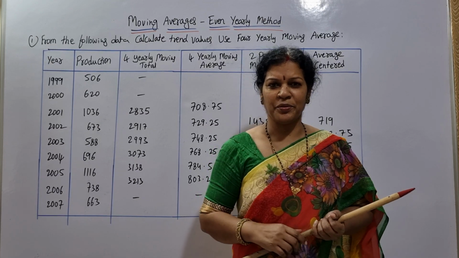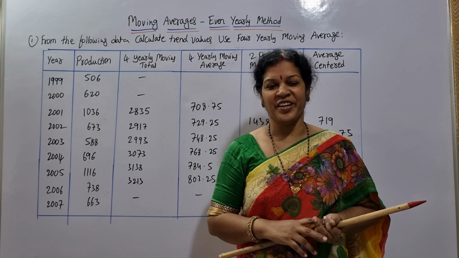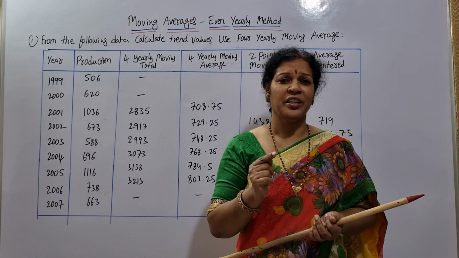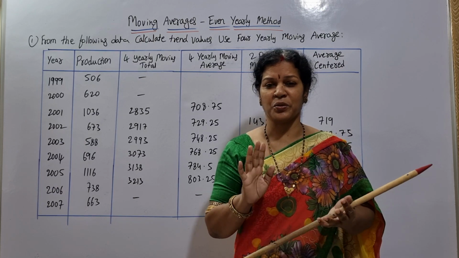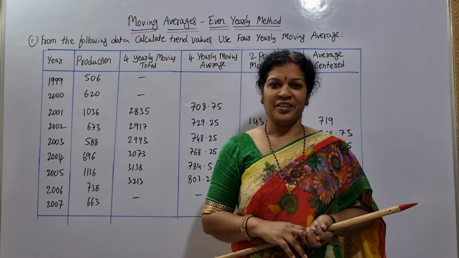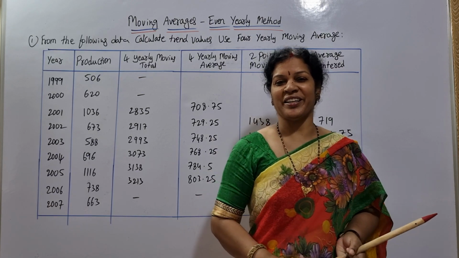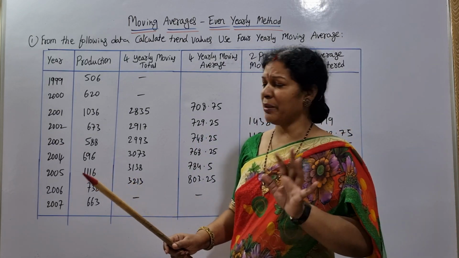In the last class we have seen moving average in odd number. Now today we'll see even number. If an even number is given, how to calculate it. If you followed the previous class, this is quite easy. Odd number is over, now even number. So through a problem I'll explain it very clearly. Just focus for 5 minutes.